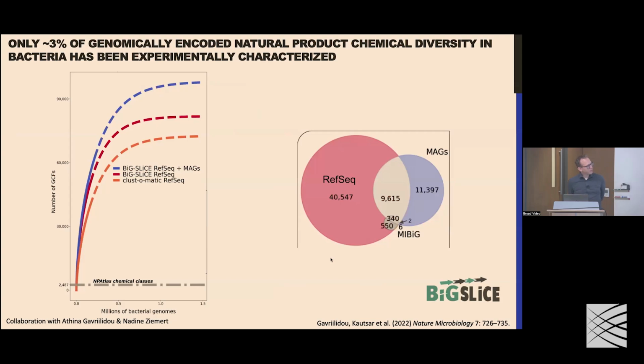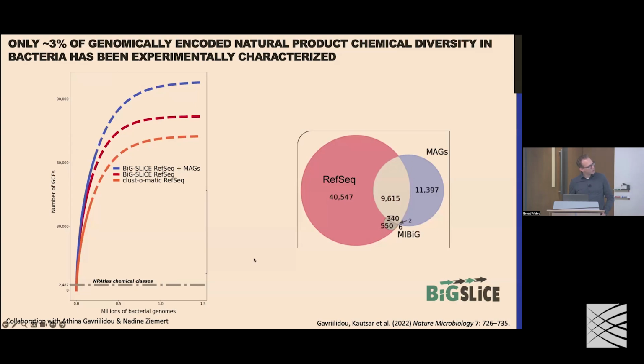We recently teamed up with the group of Nadine Ziemert in Tübingen to do an analysis of these secondary metabolite biosynthetic gene clusters: how diverse are they really, and what percentage of all these molecules do we already know. That was done by identifying across publicly available genomes all of these biosynthetic gene clusters, then grouping them into families through clustering algorithms.